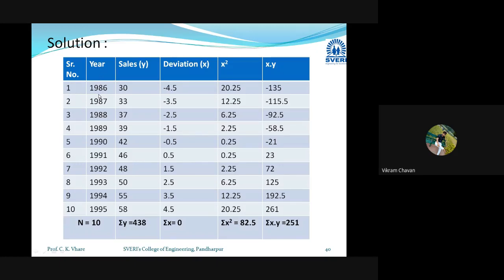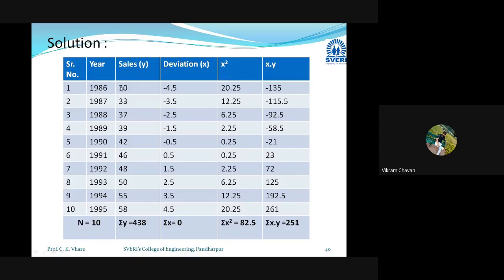Then we put all the years from 1986, and in the cells column the respective cell value for that year. For 1986 there are 30 cells, for 1987 there are 33 cells, up to 1995. At the bottom of the year column, the total number of years is 10, so n is equal to 10.